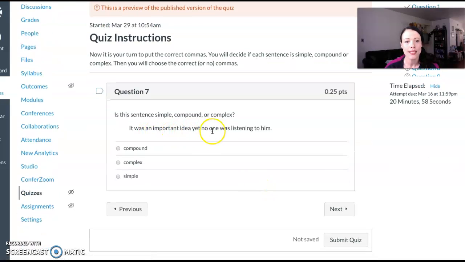It was an important idea, yet no one was listening to him. Okay, we have "yet," so we might have a compound sentence. How do we check? We need two complete sentences.